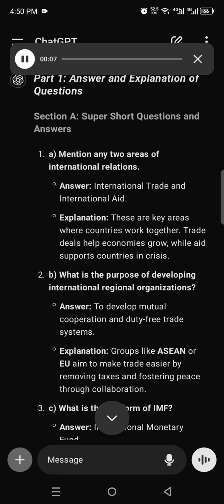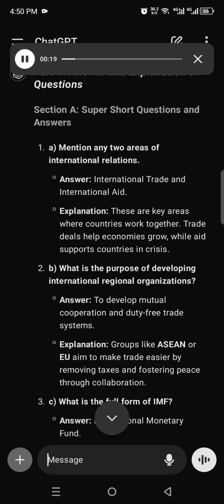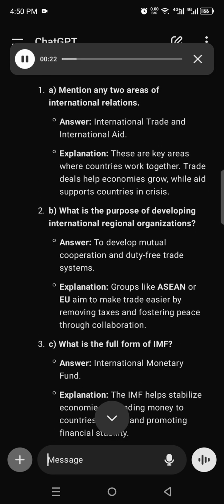1. A, mention any 2 areas of international relations. Answer, international trade and international aid. Explanation, these are key areas where countries work together. Trade deals help economies grow, while aid supports countries in crisis.